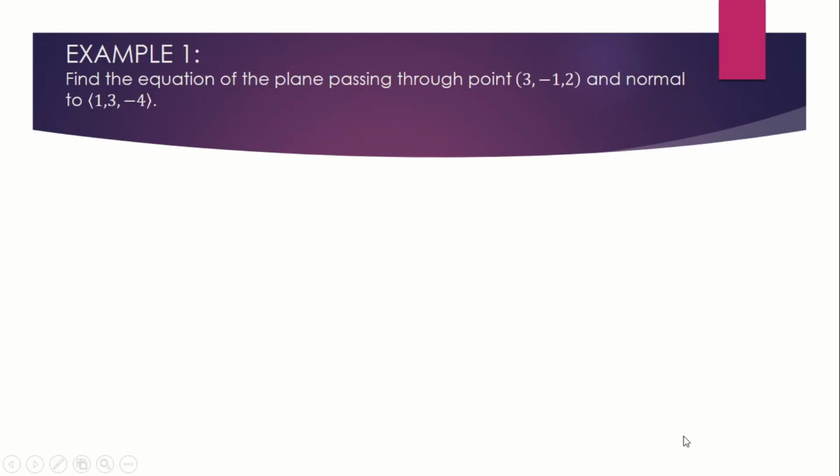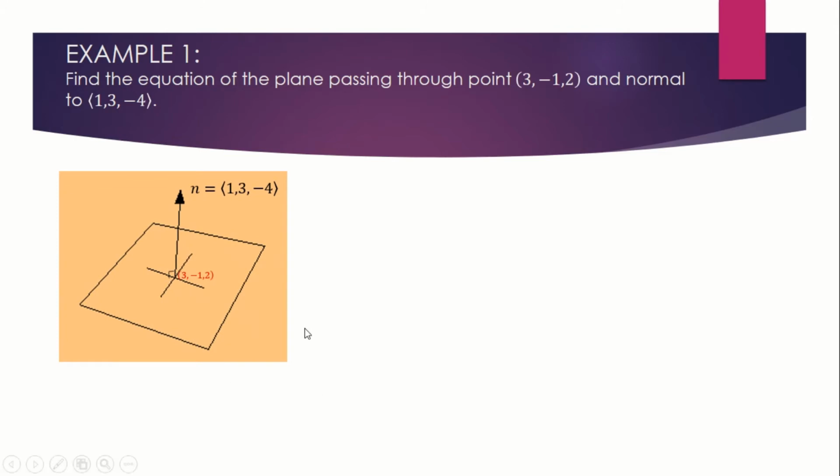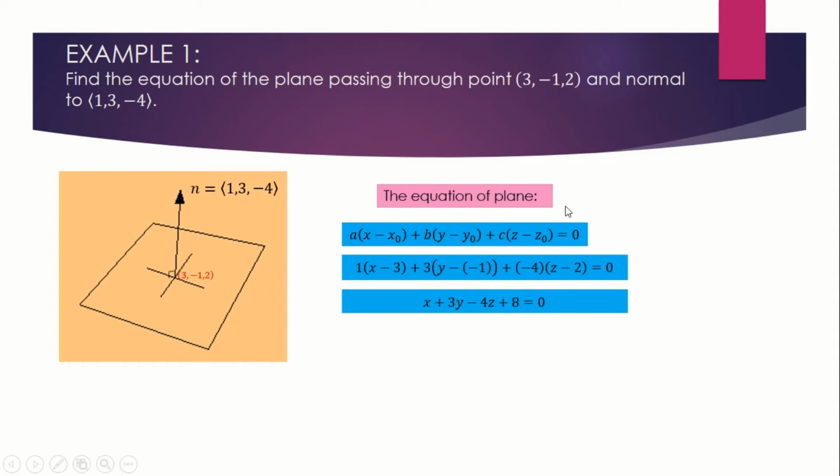Now we go to the first example, where we are going to find the equation of a plane passing through the point (3, negative 1, 2), and the plane is normal to the vector (1, 3, negative 4). This figure shows the situation. The normal vector is (1, 3, negative 4) and the point on the plane is (3, negative 1, 2). So we will use the equation of the plane from the previous slide.